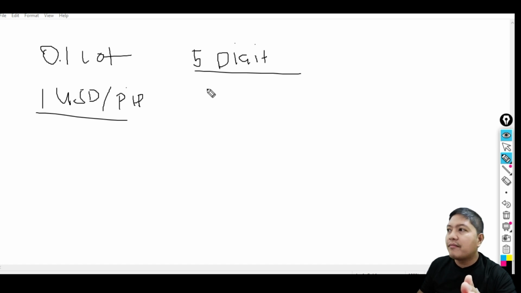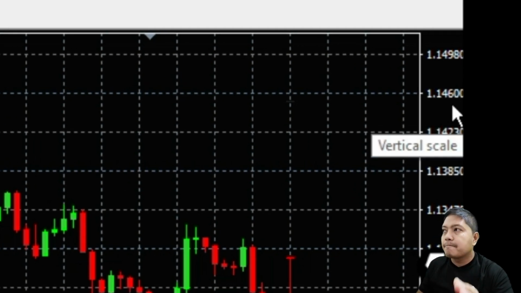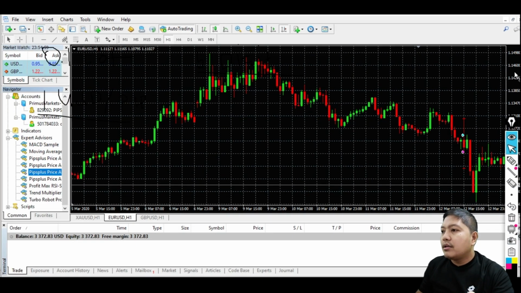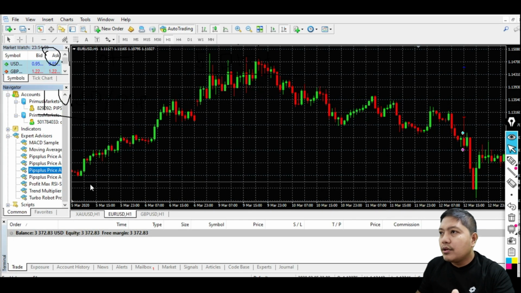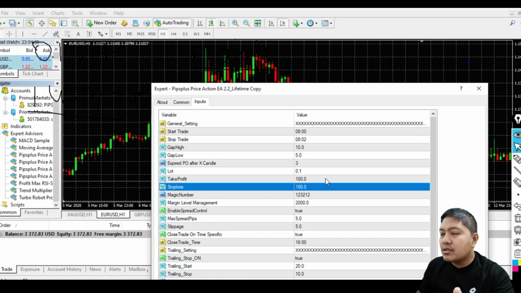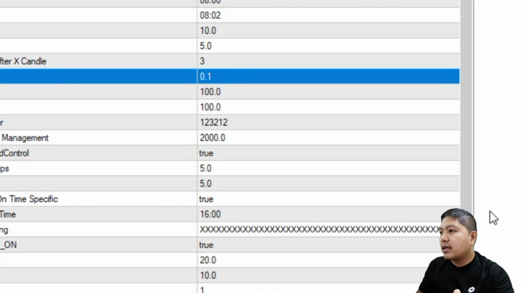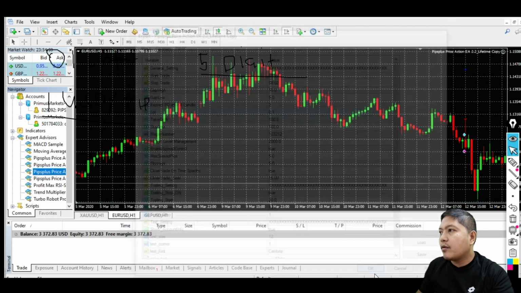How do you know that you are on a 5-digit broker? As you can see over here, this portion is 5-digit. Sometimes your broker has 4 digits, but if you're using 5-digit, you have this particular calculation. So based on our settings here, you have a 100-pip stop loss and you're using 0.1 lot. Click OK, and then go back here.